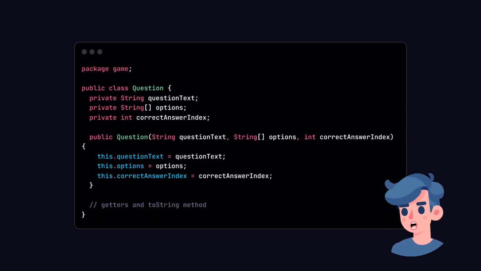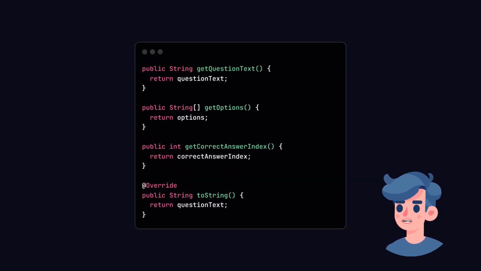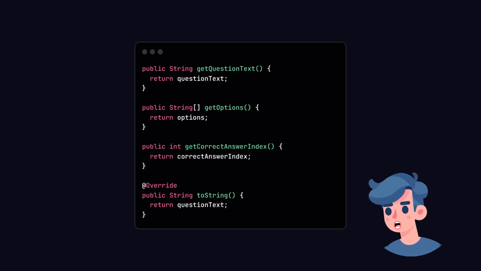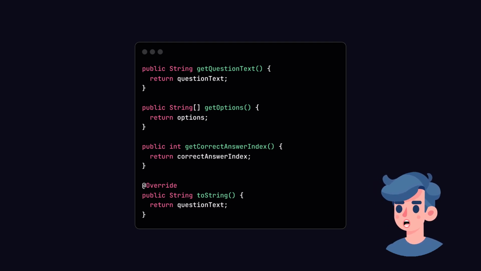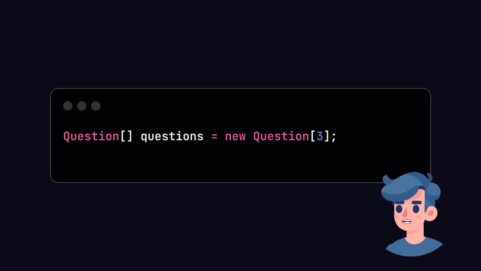Next, we need a way to store the questions and answers. Let's create a new class called Question. This class will contain fields for the question text, the possible answers, and the correct answer. The constructor initializes the question text, options, and the index of the correct answer. Let's add getters for these fields and a toString method for easy display. So now we have our question class ready. Let's summarize its code.